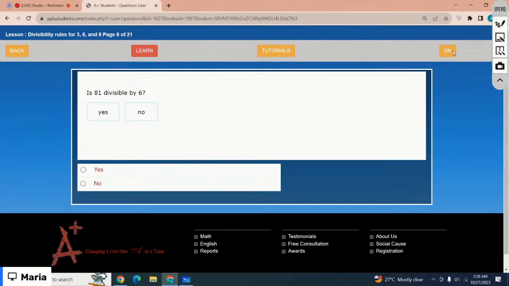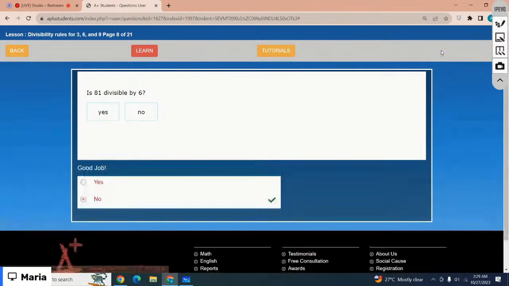Is 81 divisible by 6, which is the correct option? The correct option is no, 81 is not divisible by 6, right?